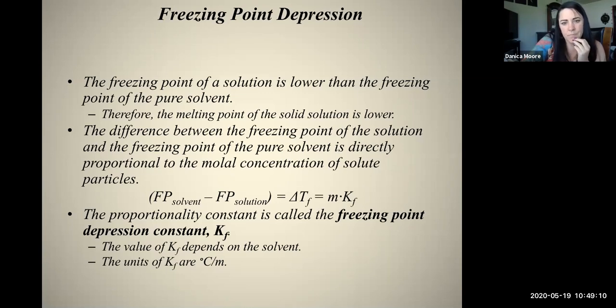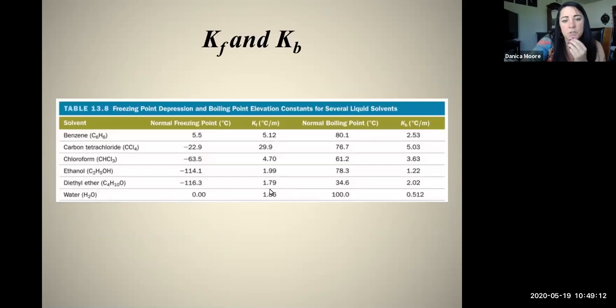Cool. And so these are some of the KFs and KBs. The K for freezing for water is 1.86. Again, that's the one that we're going to use most often. But you'll see some of the problems in the homework will use different solvents, so you may have to use a different K. But again, they're just things that you would look up in a table.